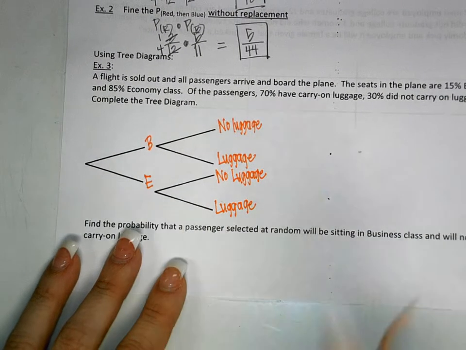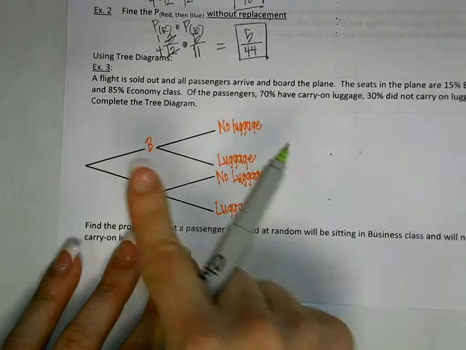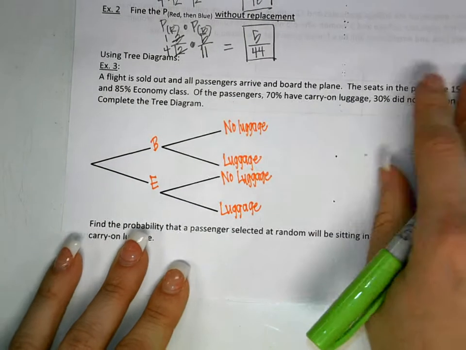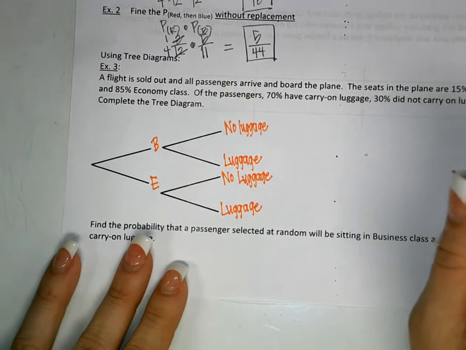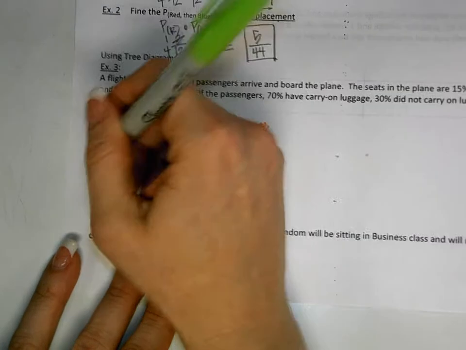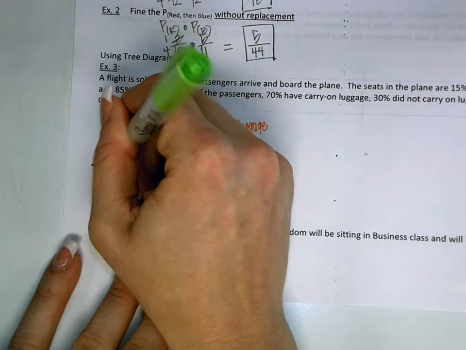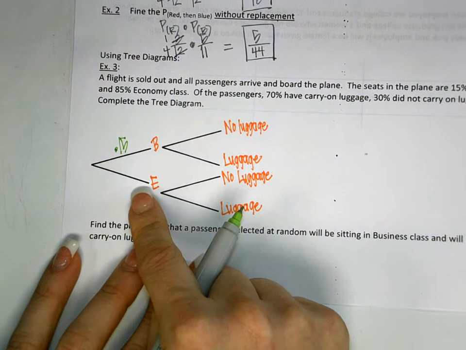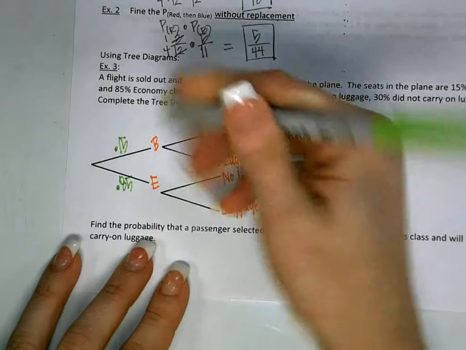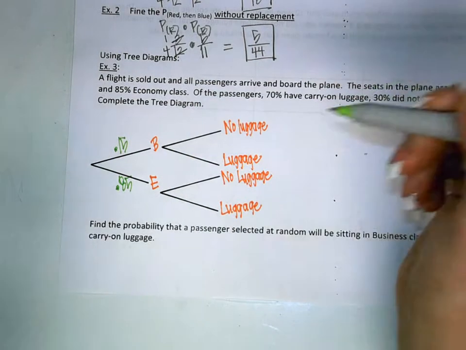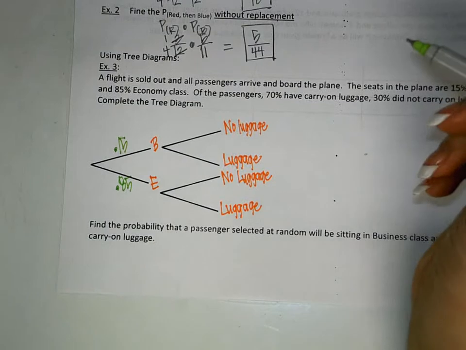Now let's fill in the statistics that I know. How many people are in business class? 15%. Now, keep in mind, I want to write these in decimals. So 15% in decimals is 0.15. How many are in economy class? 0.85. Now, notice that these are complementary. That means they add up to be 1. They have to equal 1.